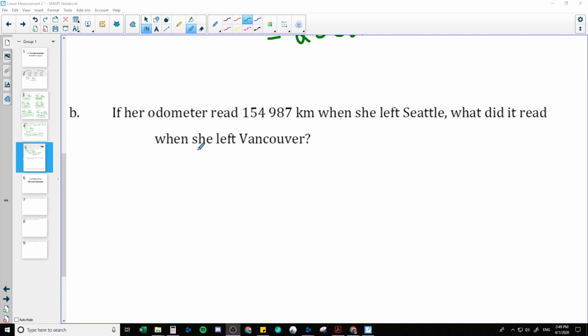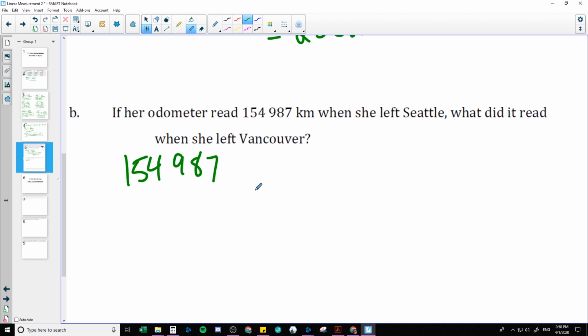All right. Okay, moving on. So now we're taking a look at this part of the question. It says, if her odometer read 154,987 kilometers when she left Seattle, what did it read when she left Vancouver? It's asking us, okay, before she left, when she was in Vancouver, before she left for any of this, what did her odometer read? Okay, so we got to go 154,987 kilometers.